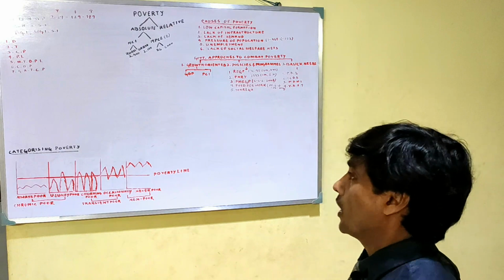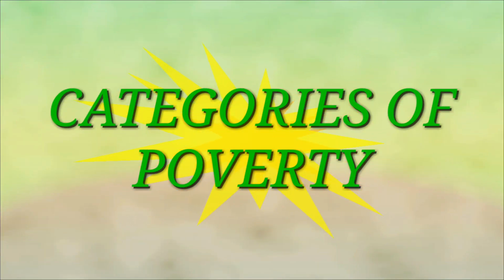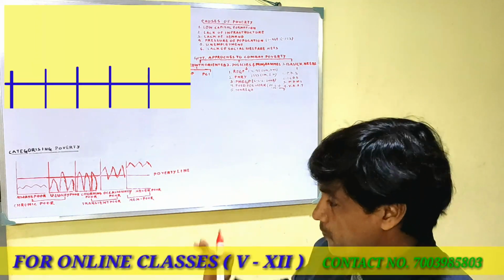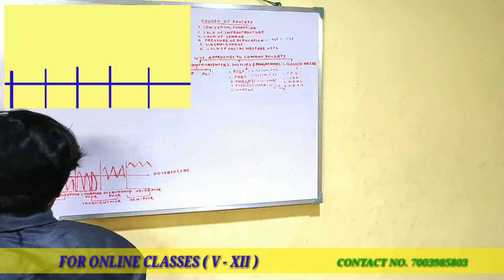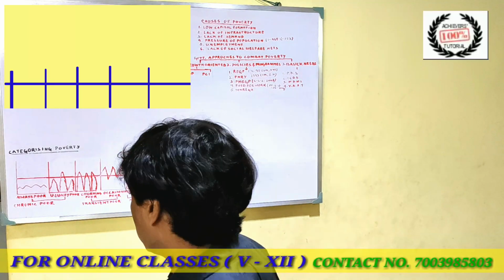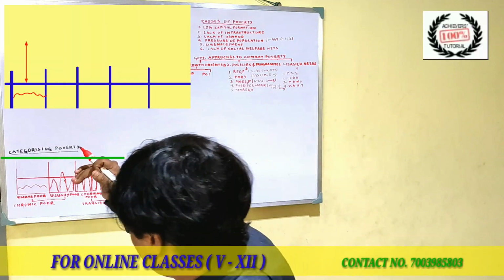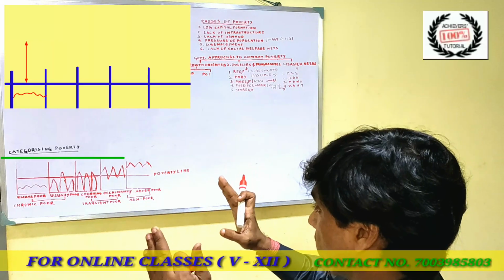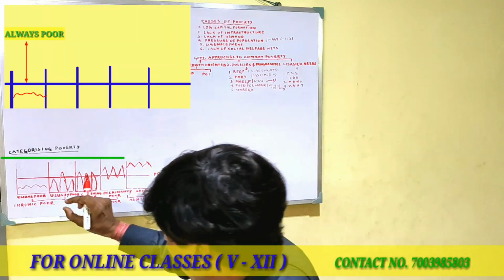Next we'll discuss categorizing poverty. How can we categorize poverty into different categories? We can categorize poverty in the following way. You see the diagram given here. In this diagram, first of all, this is the poverty line, and the diagram shows the always poor. Who are called always poor? The first category is always poor. Those who are BPL, below the poverty line, are called always poor.